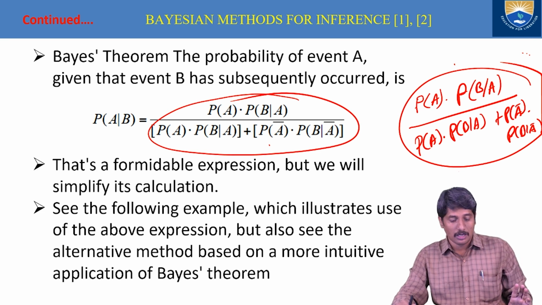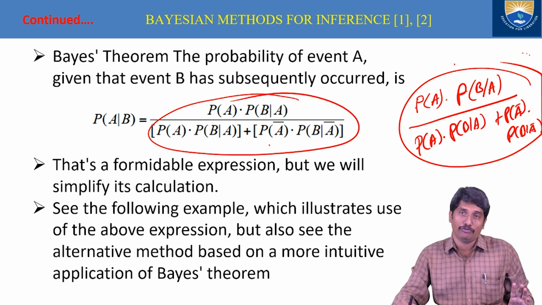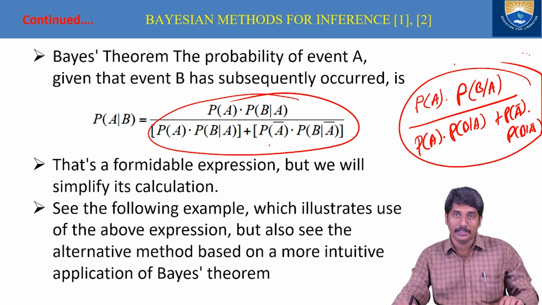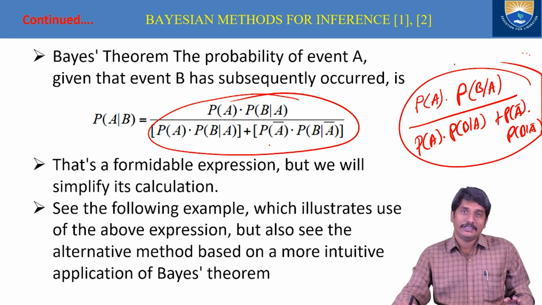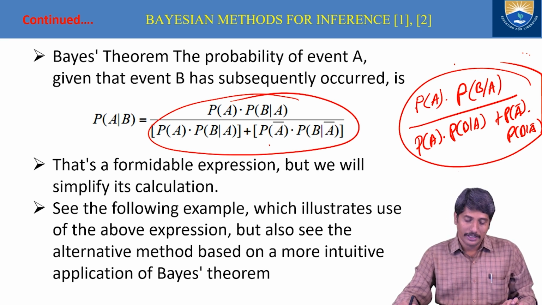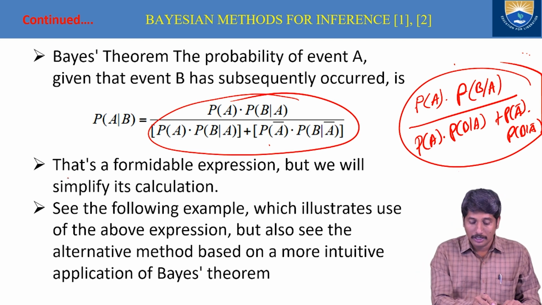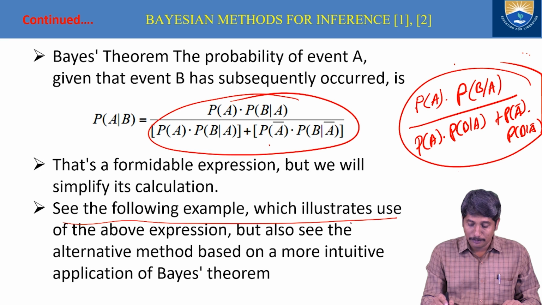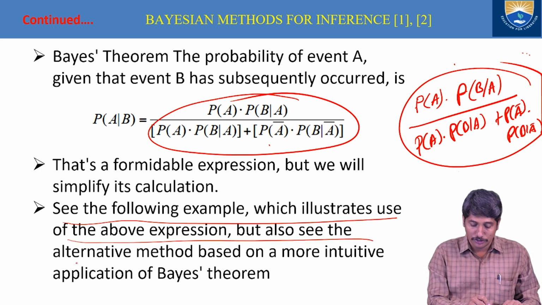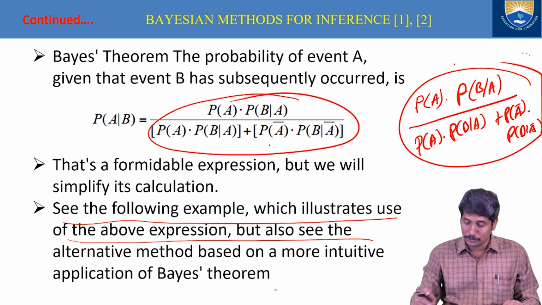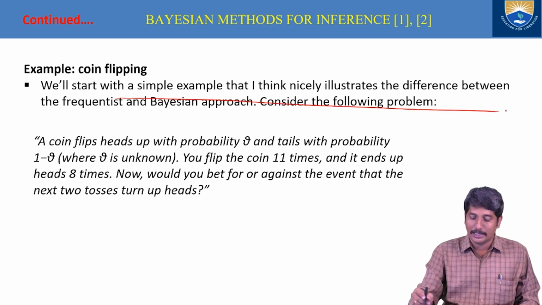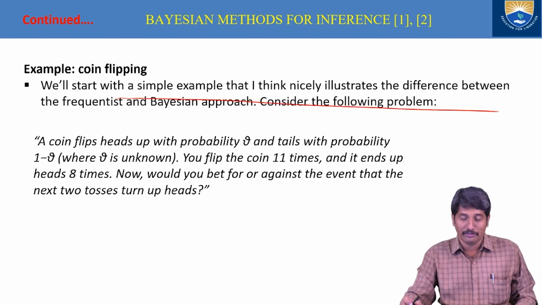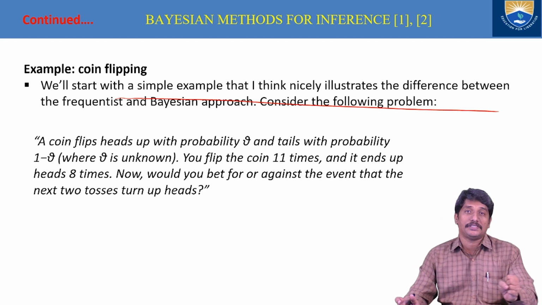This is called Bayes law, which acts as an alternative to find a conditional probability, or revision of probability, or updated probability, or the probability of cause. That is why it has great practical importance in so many areas, especially in machine learning. See the following example which illustrates the above expression, but also see the alternate method based on a more intuitive application. Here we are seeing an application of Bayes theorem. We'll start with a simple example that nicely illustrates the difference between the frequentist and Bayesian approaches. Now we understood what Bayes law is.